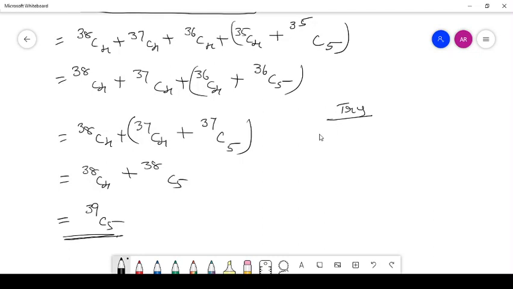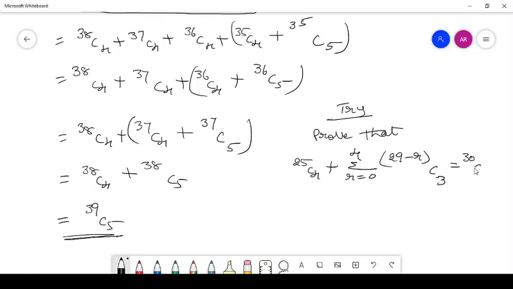Try yourself. Prove that 25C4 plus sigma R equals 0 to 4, 29 minus R C3 is equal to 30C4. Here the result is also given, 30C4. You have to prove this result.